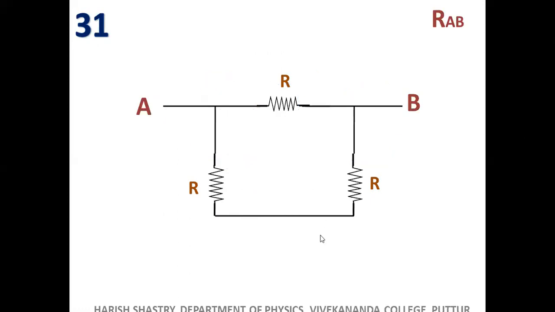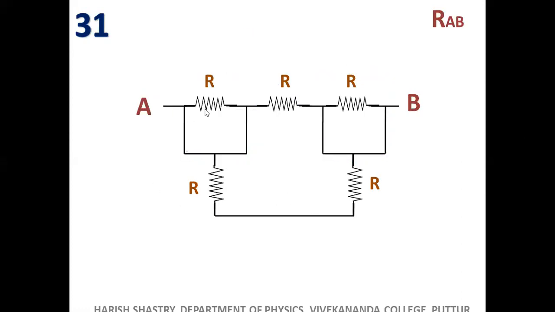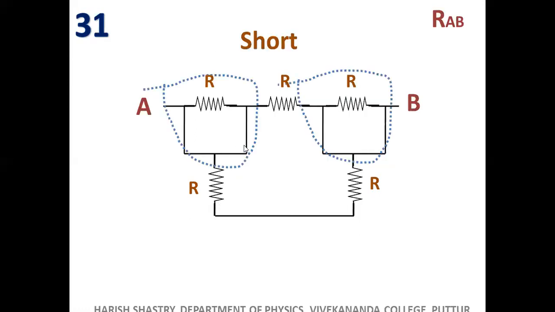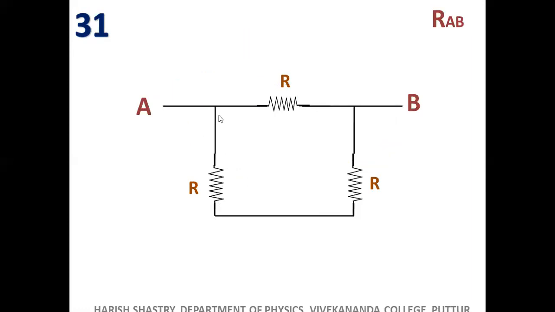Shorted resistors totally give zero resistance, because if you have a resistance R in parallel with 0 ohm, this is a wire, 0 ohm. What is the equivalent? R into 0 divided by R plus 0, that is 0 by R, that is equal to 0. The numerator is 0, the denominator is not 0. So the answer is 0. So you can remove them and you can directly connect these resistors like this here. So that is what is done here.